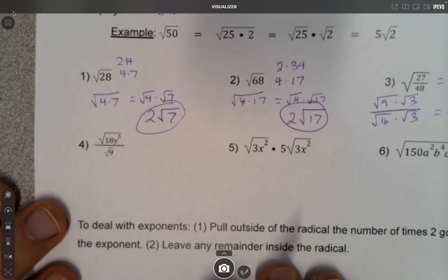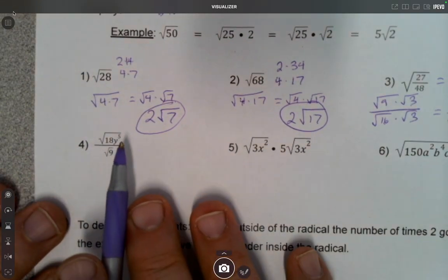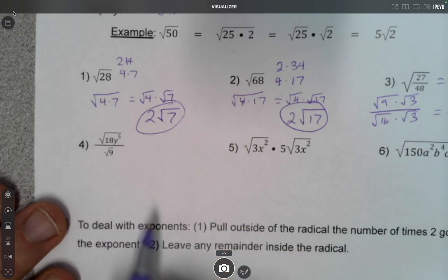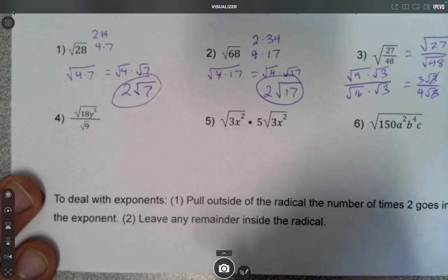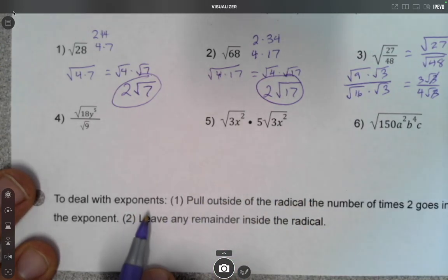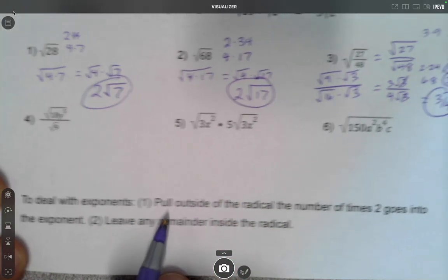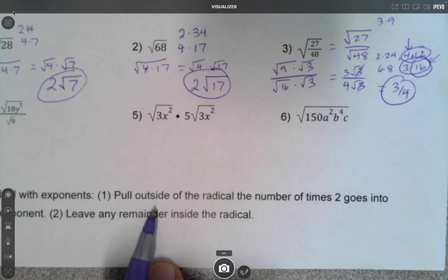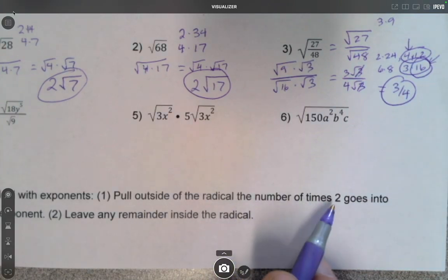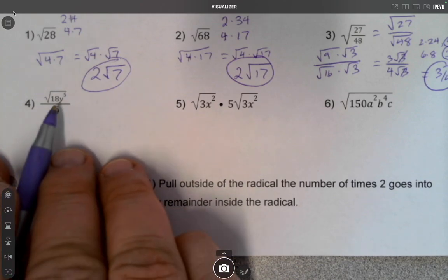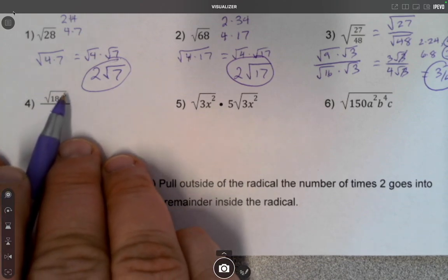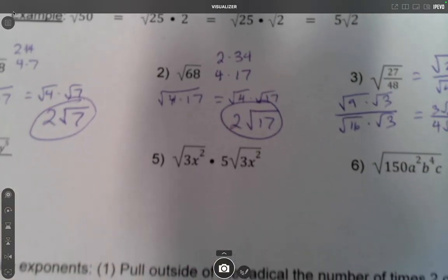Okay, number 4. This adds in variables. So let's look down here. To deal with exponents, and that's usually going to be with variables, pull outside of the radical the number of times 2 goes into the exponent. So right here, 2 goes into 5. Let me go a little closer.